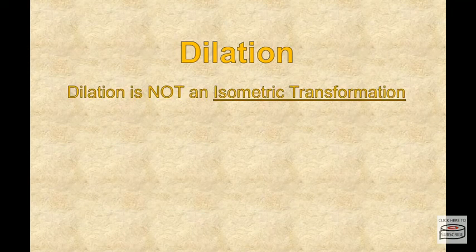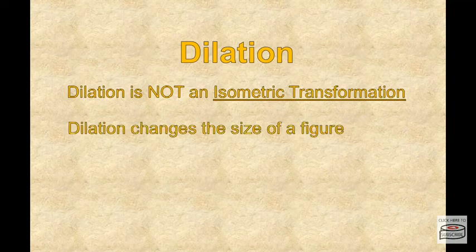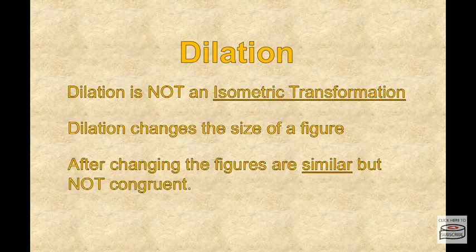The fourth and final transformation we're going to talk about is dilation. Dilation is not an isometric transformation. Dilation changes the size of the figure. So after we dilate a figure, it is no longer congruent, but it is similar. All right, and that's a key point. That's why this transformation is different than the other ones we're working on. If you shrink something or expand it, which is what dilation is, then you are going to change properties of that figure, and the figures will remain similar but not congruent.